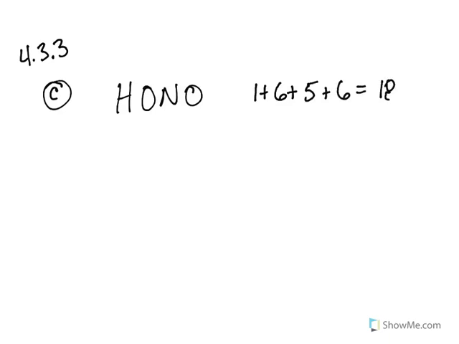For the last one, part C, HONO, H has 1, oxygen has 6, N has 5, oxygen has 6, so altogether I have 18 valence electrons in this structure. This one is a structural formula, so it actually indicates to me how the atoms are bonded together. So it's H-O-N-O with single bonds. 2, 4, 6 electrons went into those single bonds. 8, 10, 12, 14, 16, 18.